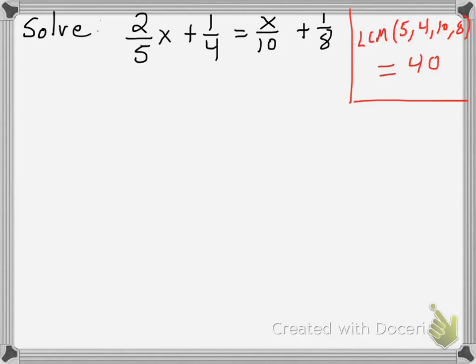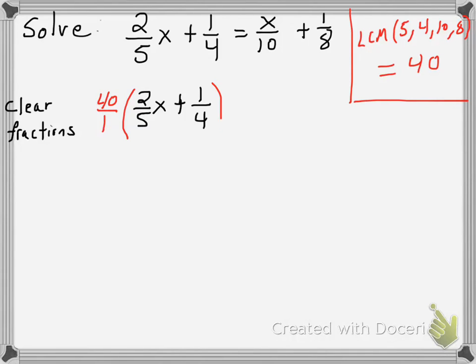So what we're going to do is multiply both sides by the least common multiple, which is 40, and that's going to clear the fractions. Now instead of doing 40, I'm going to do 40 over 1 just because it'll make the multiplying by fractions easier. So that's what's happening right here. We're going to clear the fractions, and we're going to multiply both sides by 40 over 1. So anything we do to the left side, we need to do to the right side of the equation.